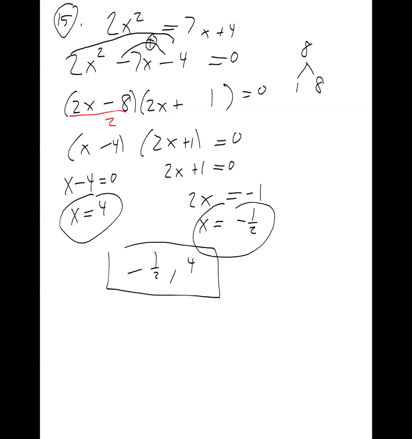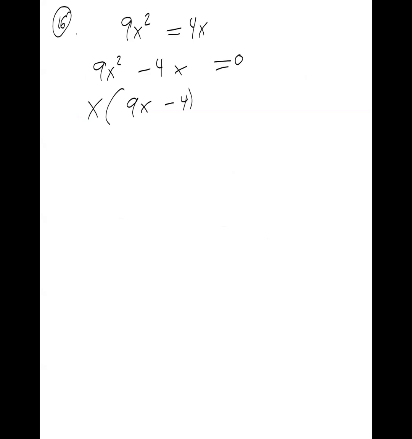And then number 16. Number 16 says 9x squared equals 4x. We're going to move the 4x to the left side, making it negative. Then we're going to factor out an x from the problem. You have 9x minus 4 left over.